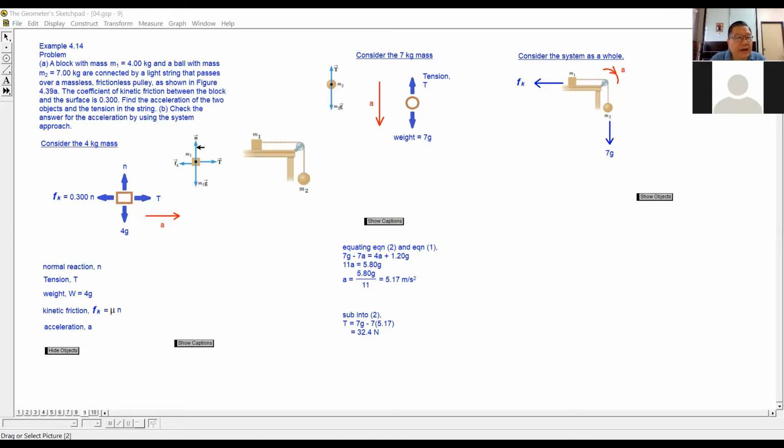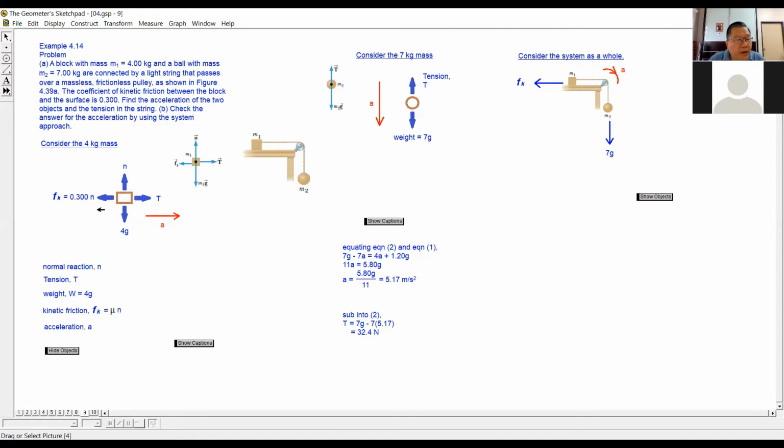Since the numbers are given, we're going to draw another diagram with numbers. So this is the object, the 4 kilogram mass. The weight of the object is mg, but we know that the m is 4 kg, so the weight is 4g. And the normal reaction is n. This normal reaction and the weight of the object are the same.